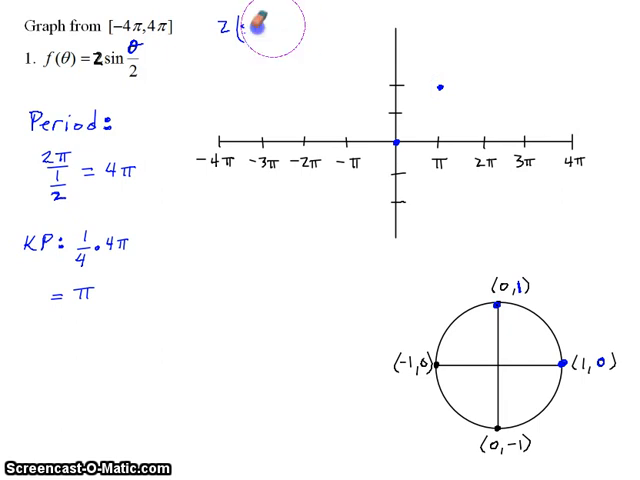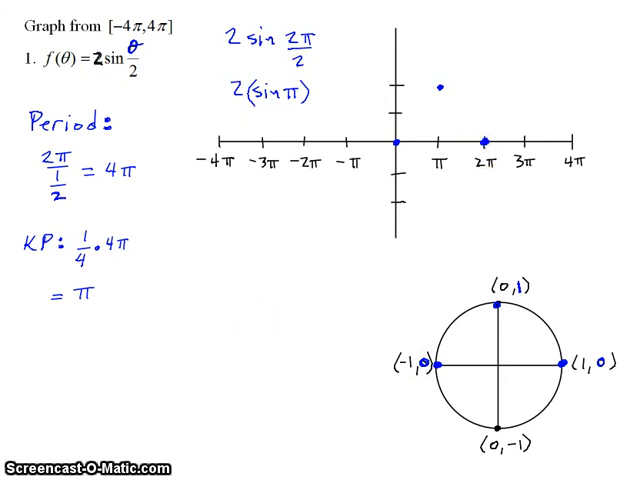Next one we plug in is 2 pi. If we plug in 2 pi, we end up with 2 pi over 2 here, which reduces to just pi, so we have the sine of pi times 2. The sine of pi is equal to 0. Our y value at 2 pi is 0, so we go down to 0 here.